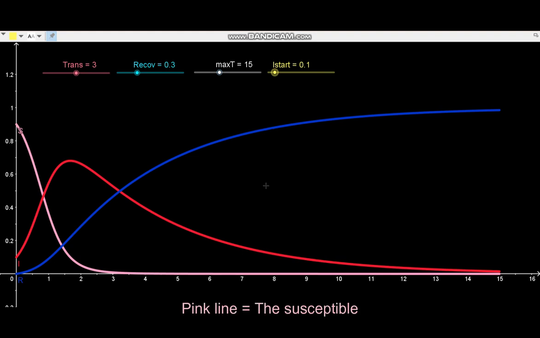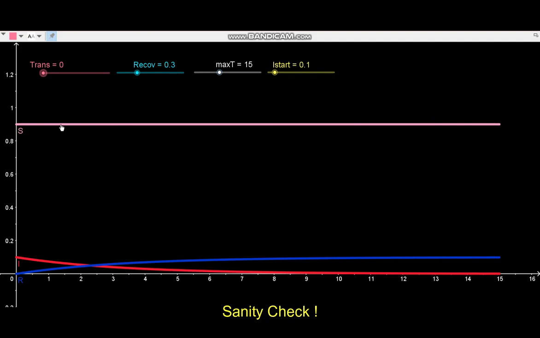In this graph, the pink line represents the susceptible, the red line represents the infected, and the blue line represents the recovered. We'll see how the graph changes as we change the value of infection rate. For the sanity check, let's set this transmission rate to 0, which means there will be no additional infection. Therefore, the initial infected people recovered at the end and no more virus.